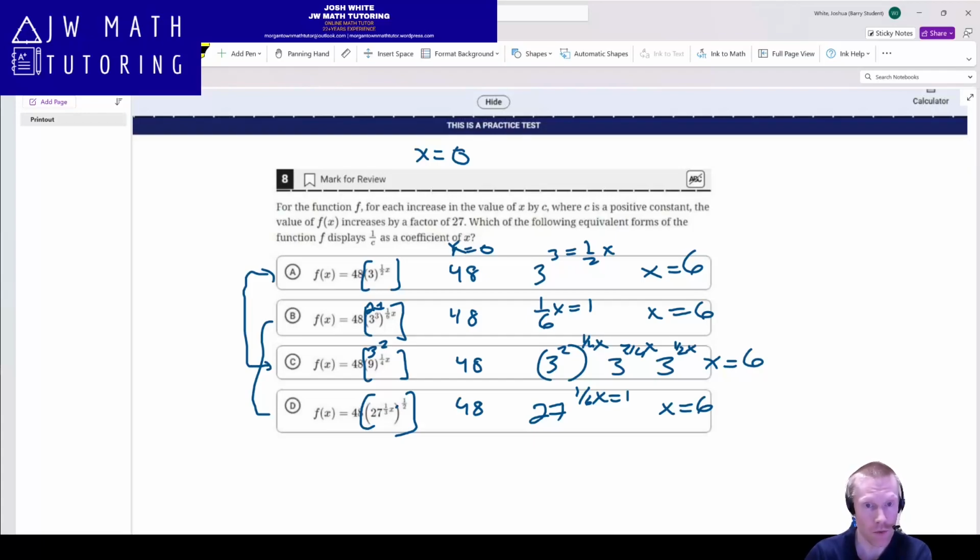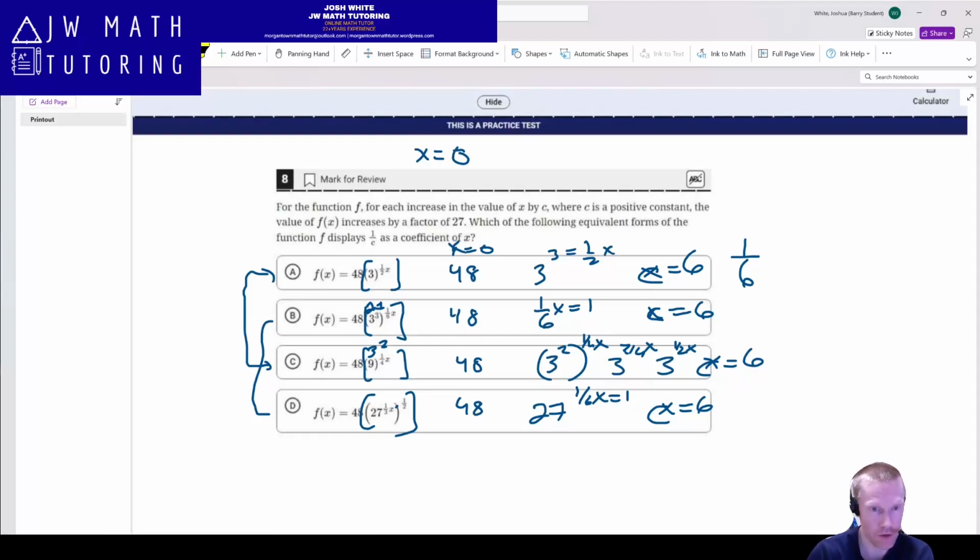the number you get as your output, your y value, is going to increase by a factor of 27. Because if you plug in 6 for all of these, you'll see you get 48 times 27. Okay, you can just verify that in Desmos, verify that on a calculator. So now what this question is really asking is, which of these equations has 1 over c, in this case the c is the 6 that I just found, as its coefficient on the exponent.